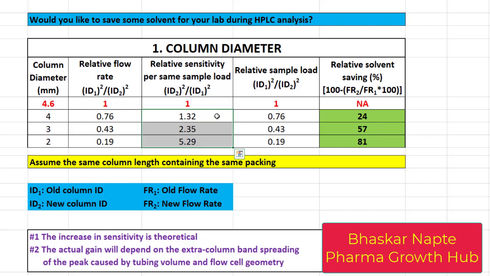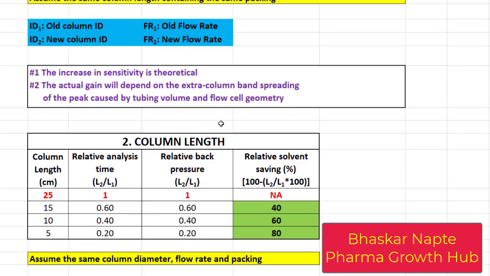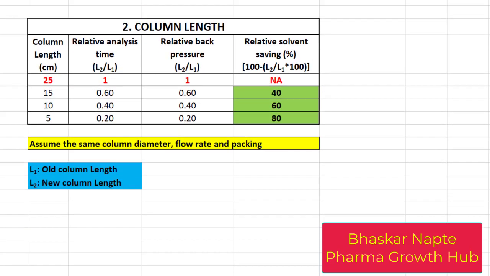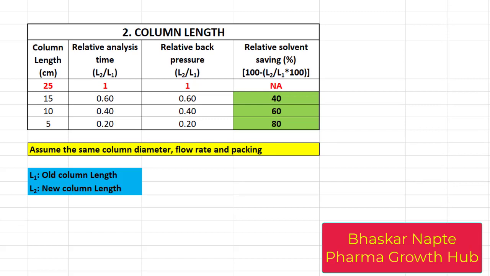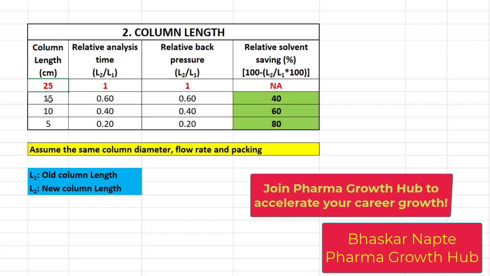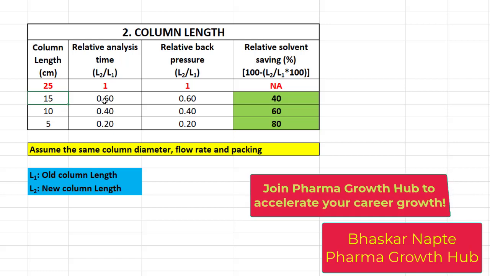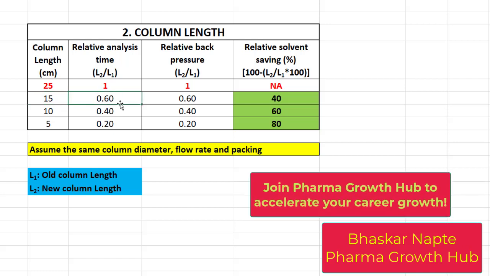I hope you will find the first point very useful. Let us talk about the second parameter, that is the column length now. So how will this column length help us to reduce the solvent cost? Just assume that you are using a 25 centimeter column, and you have a flow rate of 1 ml per minute. If you use a 15 centimeter column, to get a similar kind of retention time, you have to adjust the flow rate to 0.6 ml per minute.